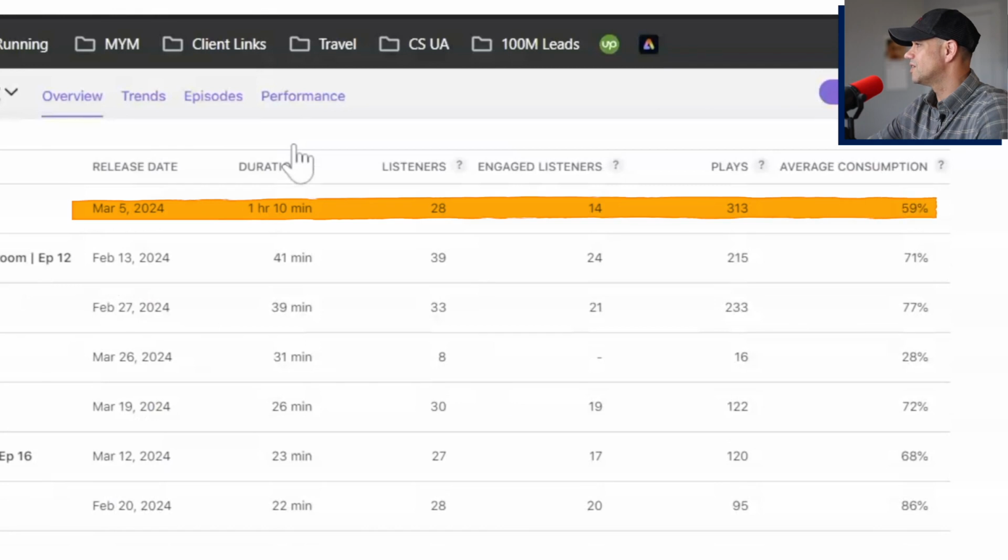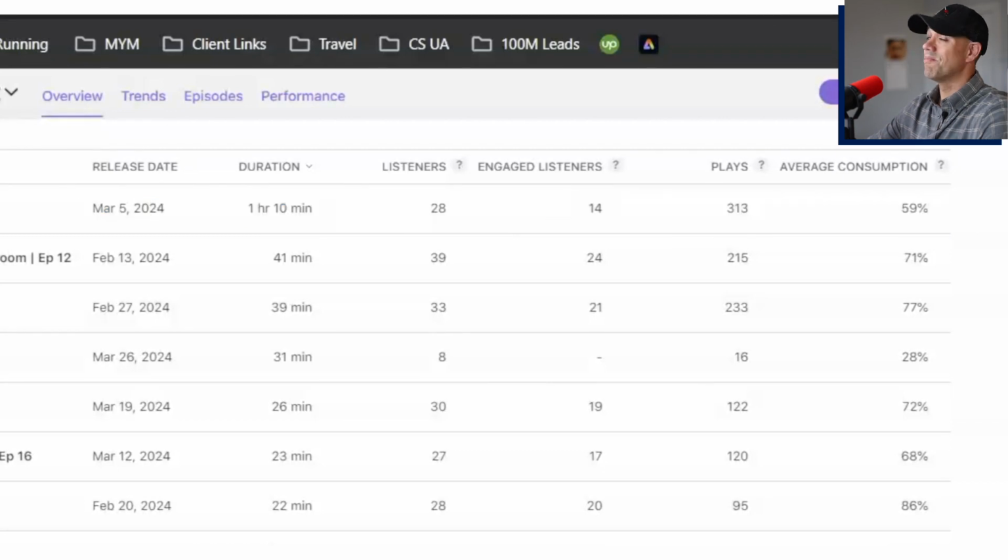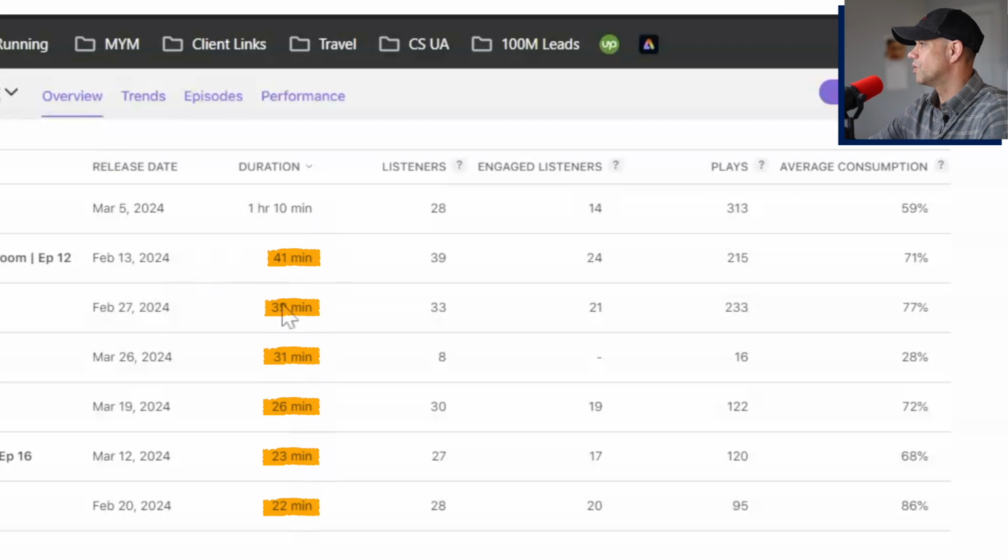Let's look at duration. So 28 people for an hour and 10-minute episode, 59% consumption. Okay. Yeah. 14 engaged, so 50% engaged listener to listener ratio, because in my opinion, it's long. Everyone was used to some of these shorter ones, and then they get an hour and 10 minutes. I'm not sure they're going to look at that and give it everything they got.